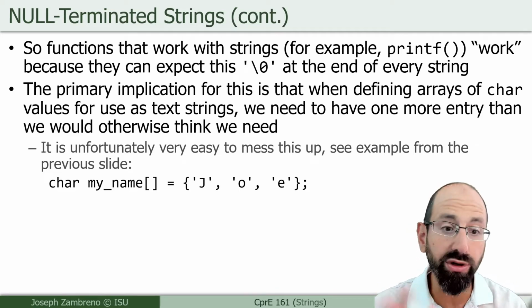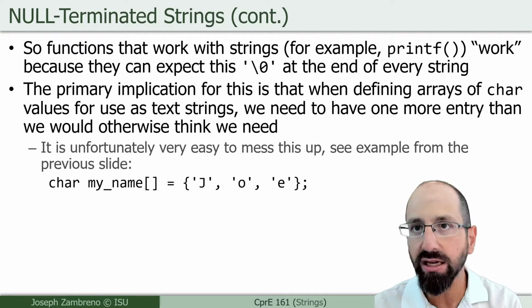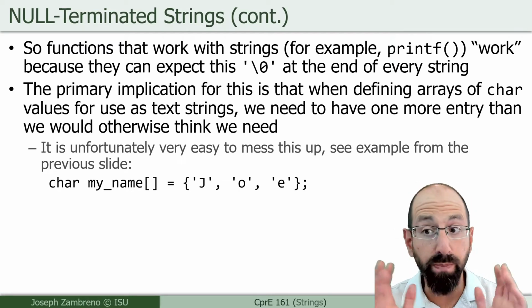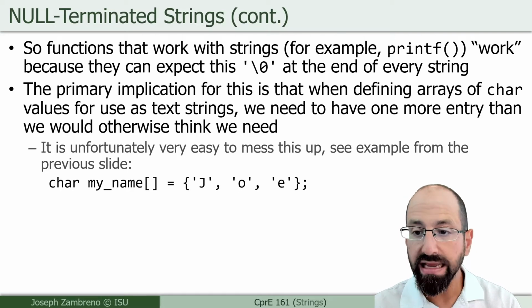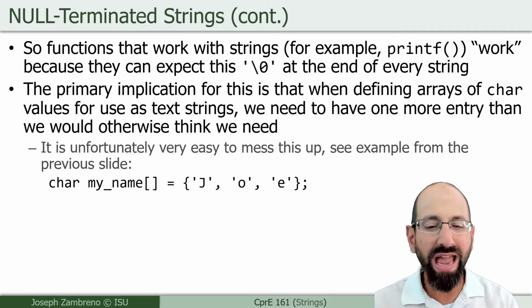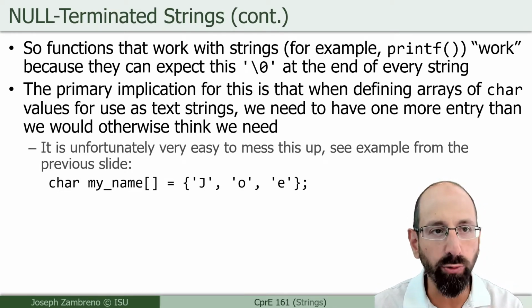but that's why those functions work. That's why functions like printf work, because they can expect by convention there's going to be that null byte or null character or 0 at the end of every string. The big implication for us, at least to start with, is that when we're defining arrays of that character type for use as text strings, we actually need to have one more byte, one more entry in the array than we think we would otherwise need.